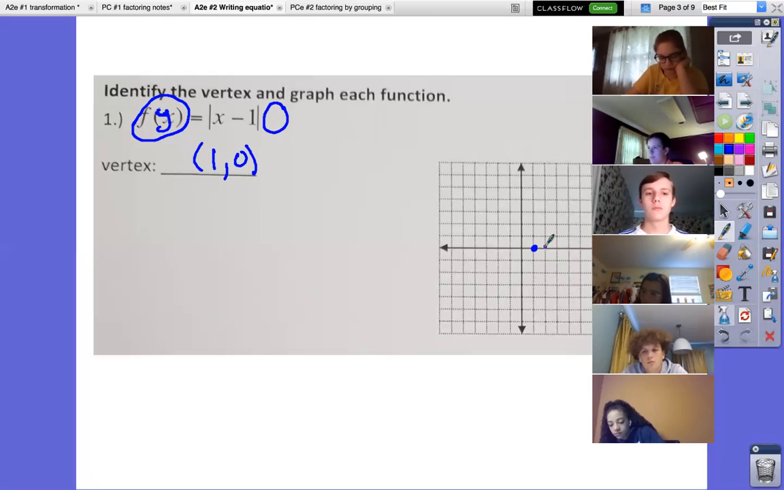Now make sure that you watch this and pay attention closely, because I was talking about the concept of slope with absolute value. It's not been reflected. It's not been stretched or shrunk. So my slope here is 1. And remember that absolute values make v's. So up 1 over 1.